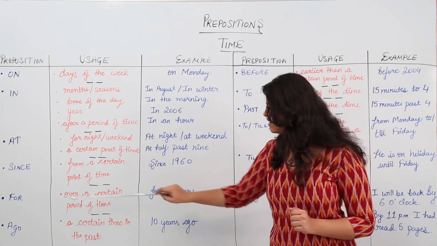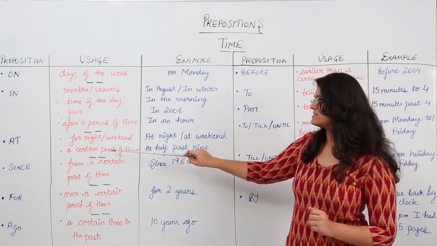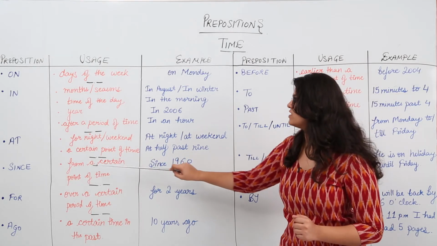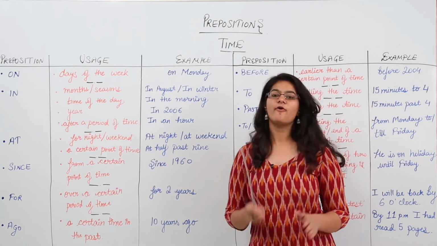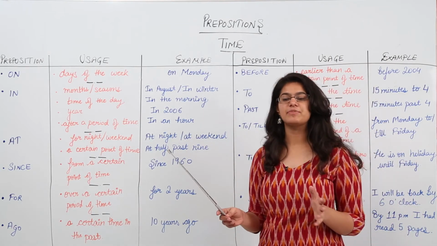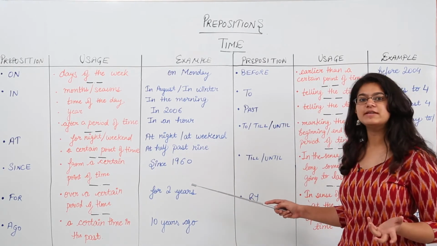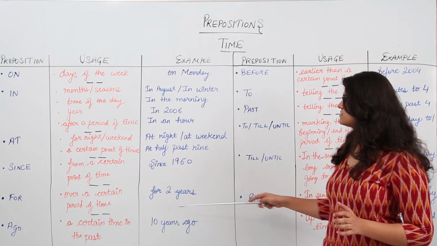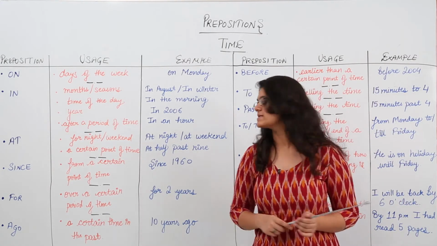Next, for, over a certain period of time. So at was at a certain point of time, since was from a certain point of time, while for is for a period of time, to tell you about a period of time over which something is happening. So for 2 years I was studying Japanese. So that means this was the period of time, 2 years, in which I was studying Japanese.